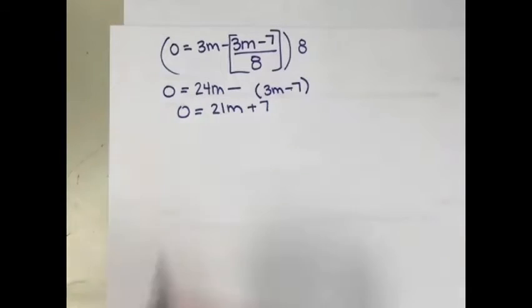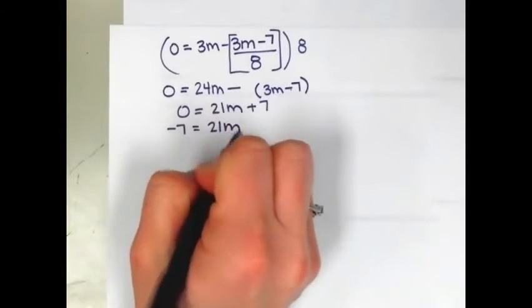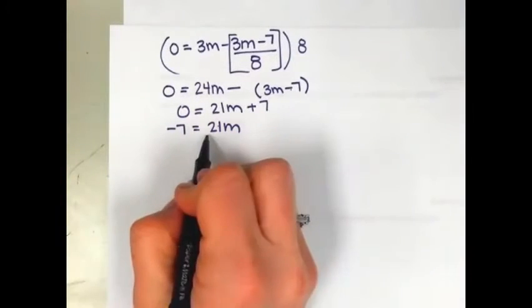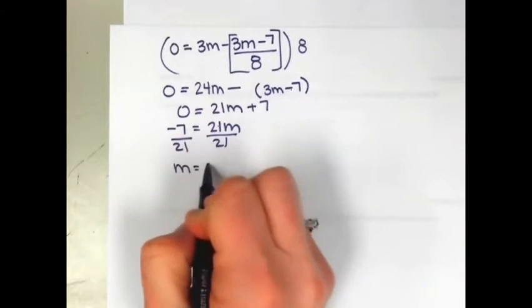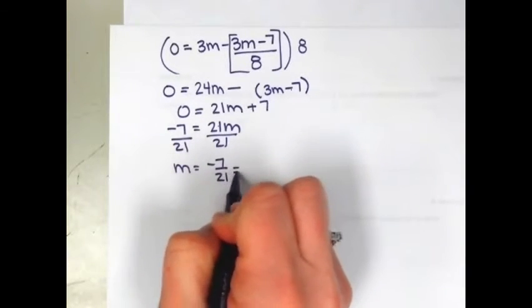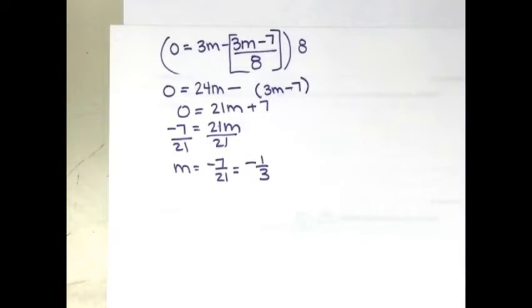Now, how do I move 7 over? Subtract it. And then how do I get rid of the 21? Divide it. So m would equal negative 7 over 21, which simplifies to what? Negative 1/3. Okay. Did I do the right problem? Okay. All right. Any other ones that you guys want to go over? Yes, ma'am.